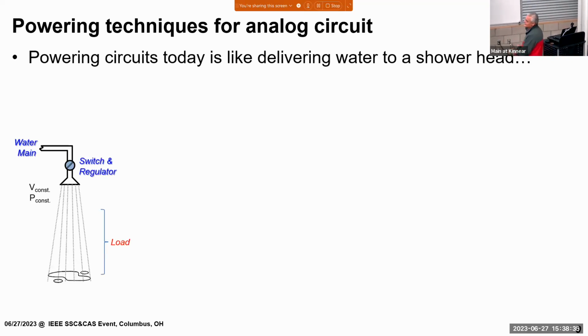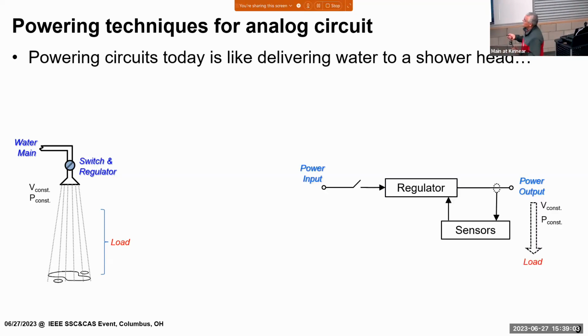And that's the main analogy that I can build, that as long as I have a main power source or the water source that provides me an infinite amount of water using a switch, I can provide that water to my shower so that I can have a constant volume and pressure, and the pressure and the volume I can control with that switch or regulator. That's the same as what we do.